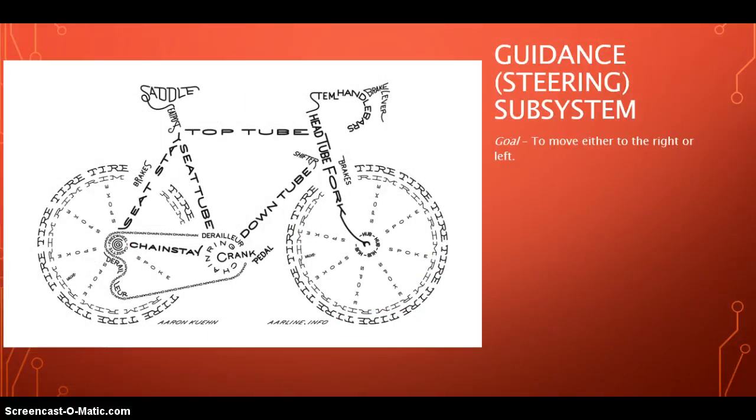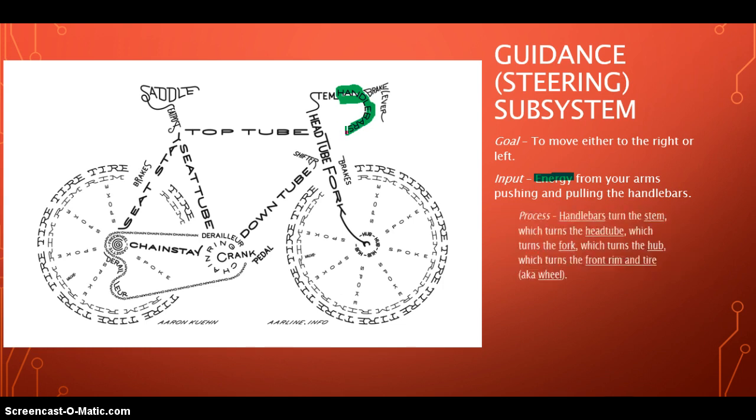So our goal with this, obviously, if we're trying to steer through stuff, we want to be able to move either to the right or left to steer clear of whatever obstacles might be in our way. The input, again, is energy. This time it's from the arms that we use to push and pull the handlebars. Pushing and pulling it so we move either right or left. So there's our handlebars. Now the process, again, that series of action steps that take us from our input to our output, are as follows.